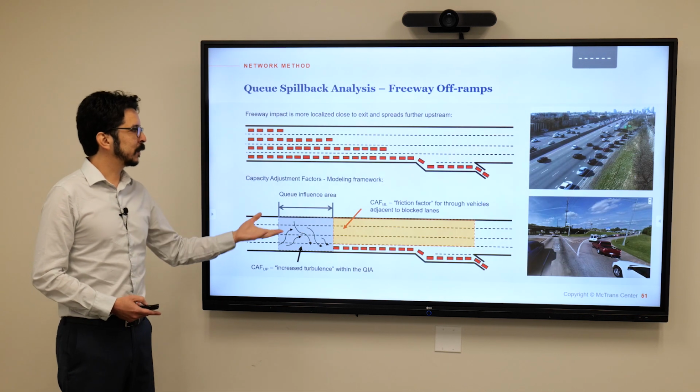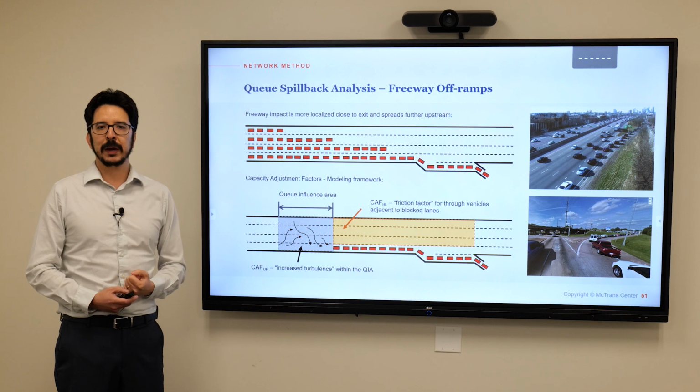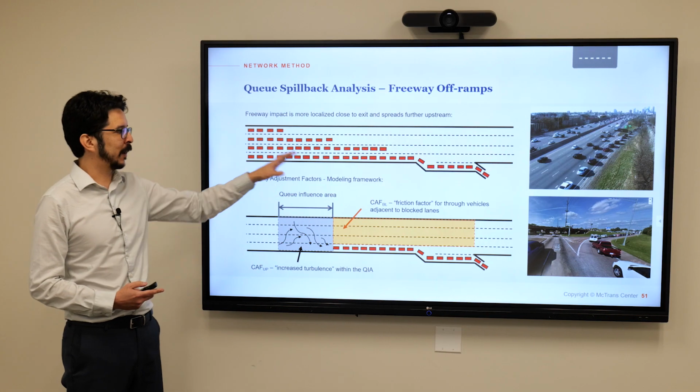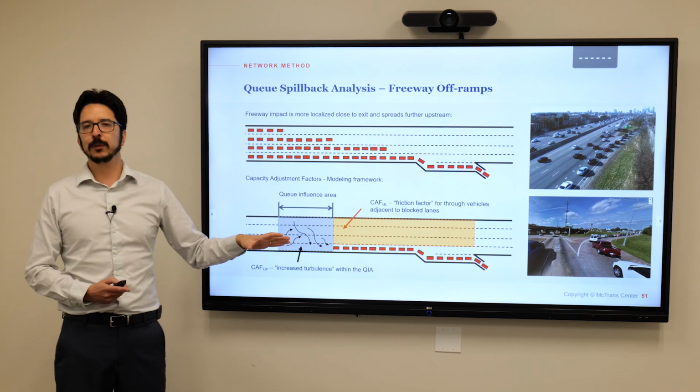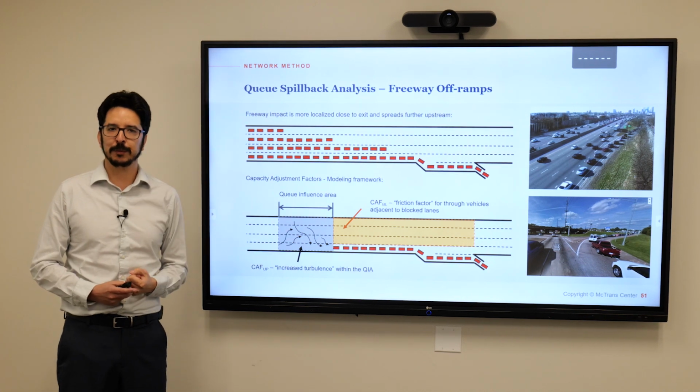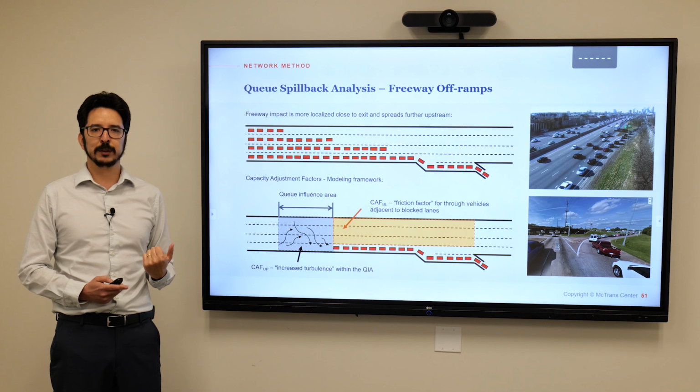Now let's go to the other way around when we have queue spillback at freeway off-ramps. So in this case, what we're talking about here is we typically have a bottleneck, or at some point we have insufficient capacity. It can be at the exit of the off-ramp, but most commonly it happens at a downstream intersection at the end of the off-ramp, and queues may back up into the freeway.